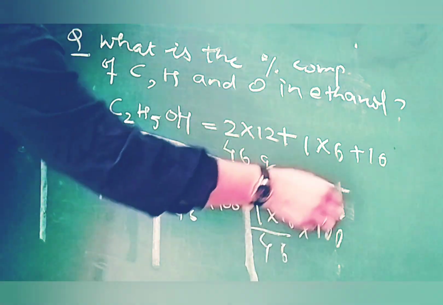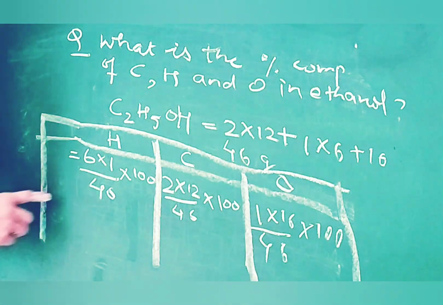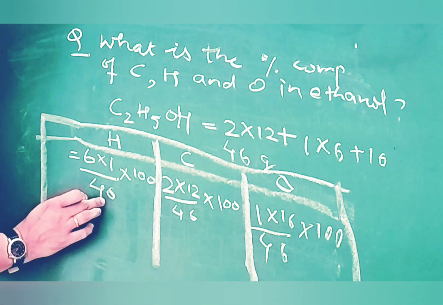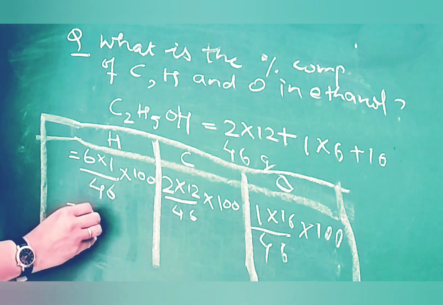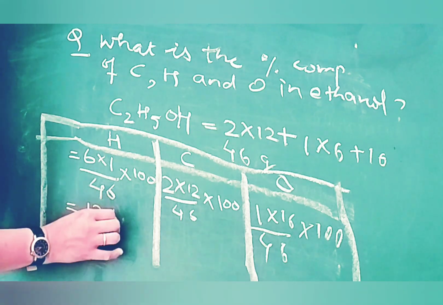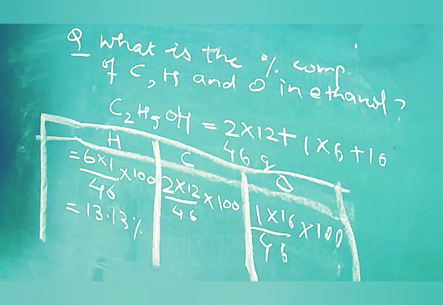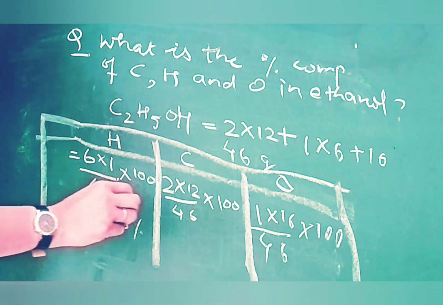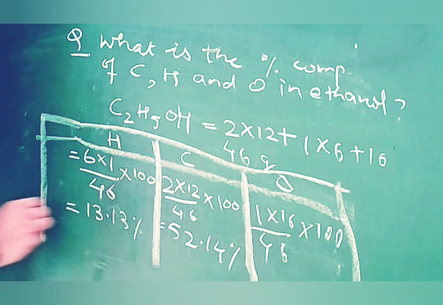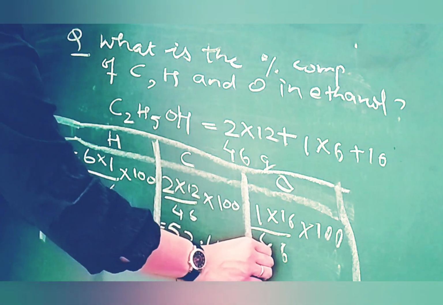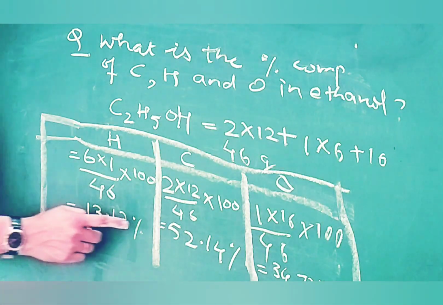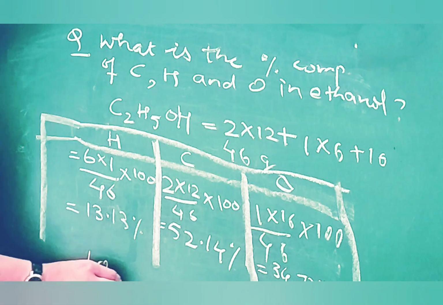Now you can see properly. Here we have hydrogen. After calculation, 6 divided by 46 gives 13%. You have to calculate in decimals so that you can get the 100% answer. It is 13.13. And carbon we have 52.14%. And oxygen we have 34.73%. If you add all these, it will come to 100%.